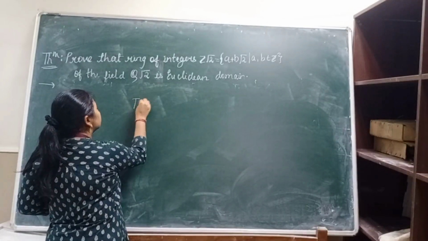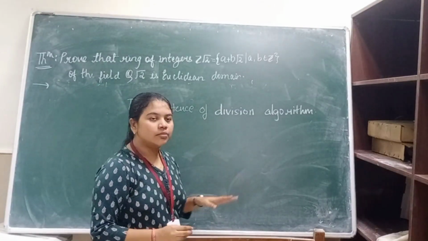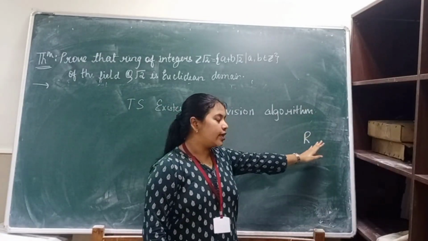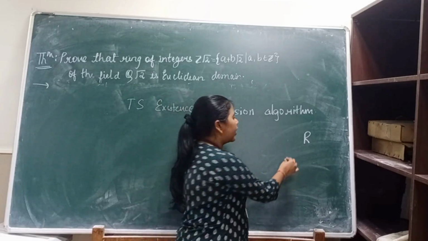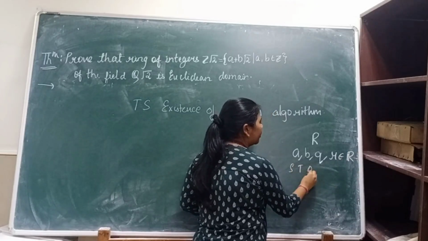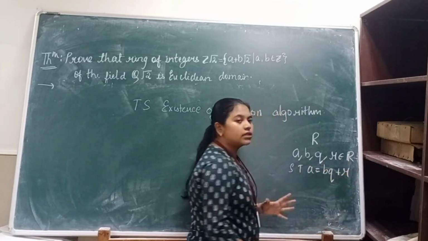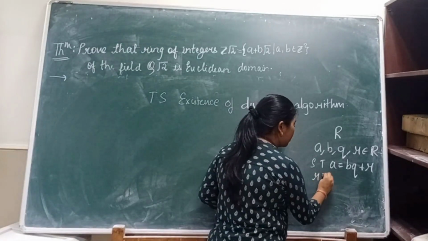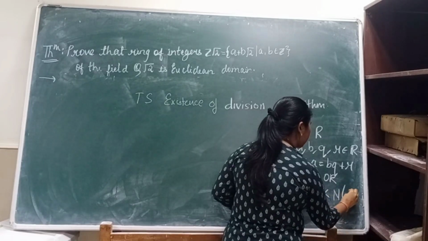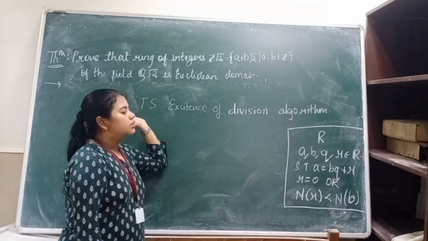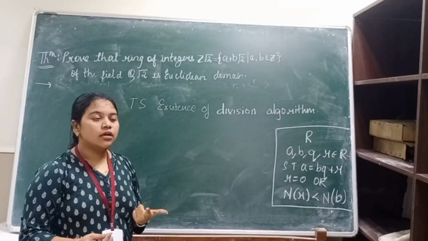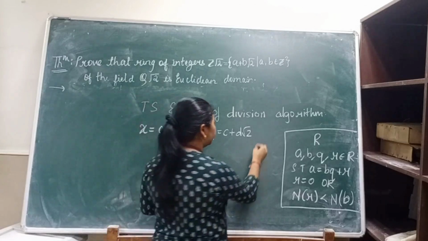So by the division algorithm, if you want to prove that an integral domain R is a Euclidean domain, then it is enough to prove that for a, b, q, r belonging to R such that a = bq + r, then either r will be equal to 0 or the norm of r will be less than the norm of b. Okay, now to prove existence of the division algorithm, we will take two arbitrary elements x and y in the set Z[√2].